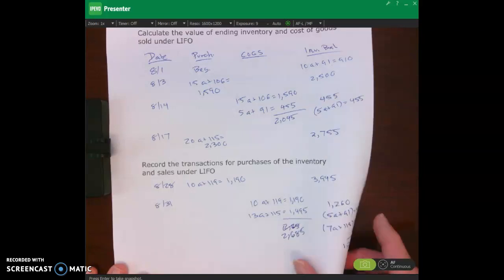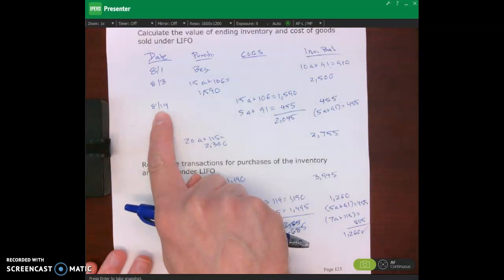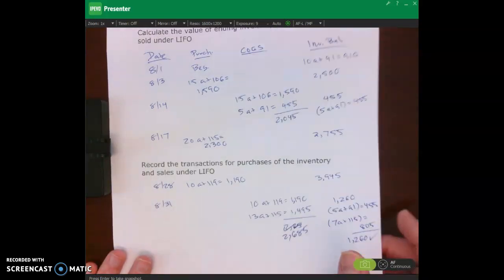And then I asked you to do the journal entries. And again, I don't know if I clarified this when I asked you to do the journal entries, but the price that we sold each bike for on the 14th is 130. And the price that we sold each bike for on the 31st is 150, just like what we've been doing before. Okay.